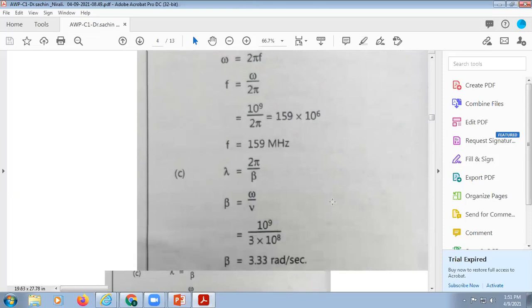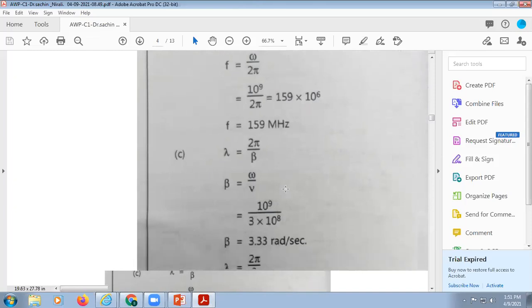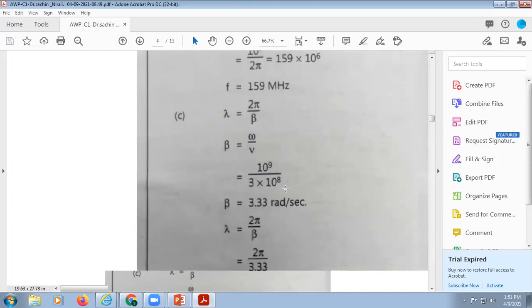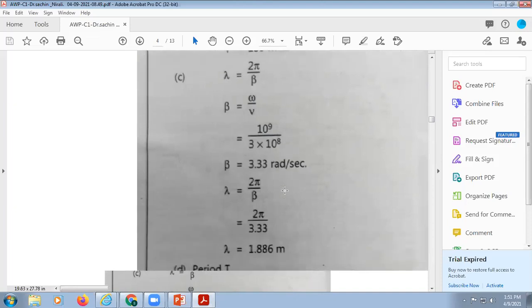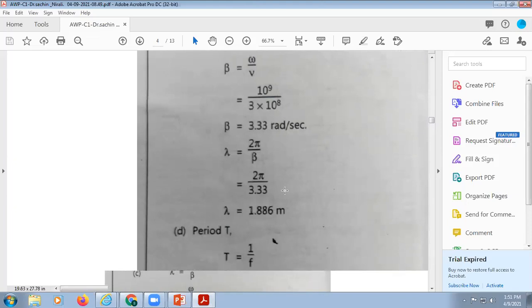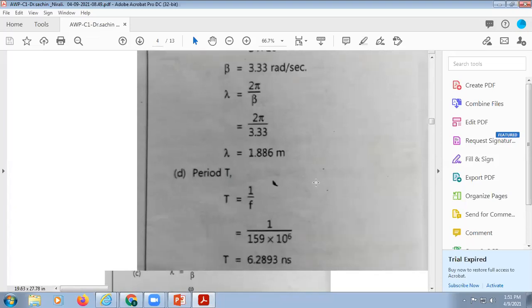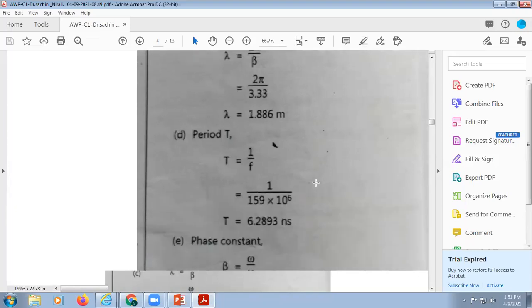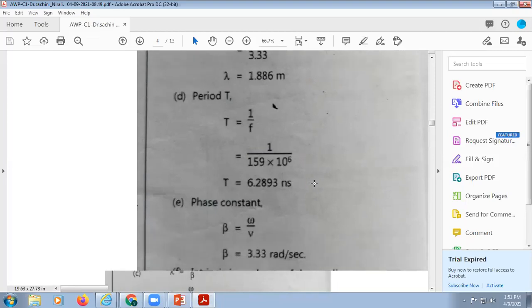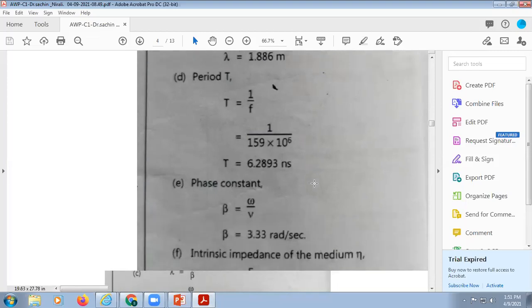Now come to the next, wavelength, that is nothing but 2 pi by beta. So beta is nothing but omega by velocity of light, and this is 10 to the power 9 divided by 3 into 10 to the power 8. So the same answer you are getting here, 3.33 radians per meter. Just substitute in the wavelength, lambda is equal to 2 pi by 3.33, you will get 1.886 meters. The time period T is equal to 1 by f. Same answer you will get, 6.289 nanoseconds. Now next is the phase constant beta.